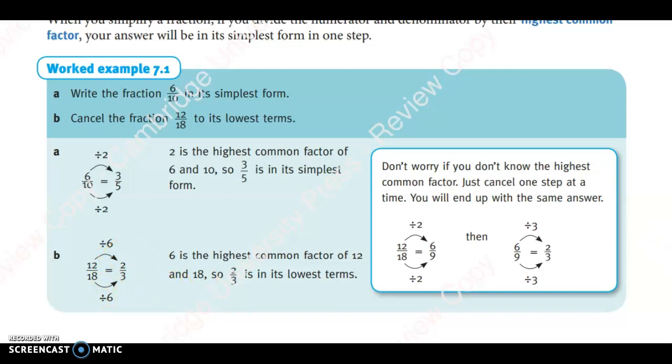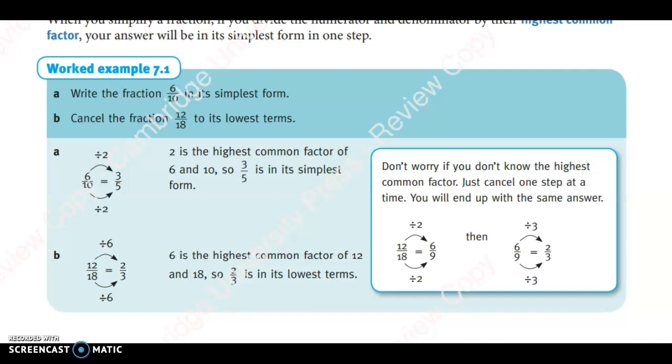Now, what if the fraction is already in its simplest form? For example, 11 out of 17. Because 11 and 17 are both prime numbers, they cannot be divided by another number, or their greatest common factor is 1. So 11 out of 17 is the simplest form. It is already in its simplest form, so we cannot simplify it anymore.